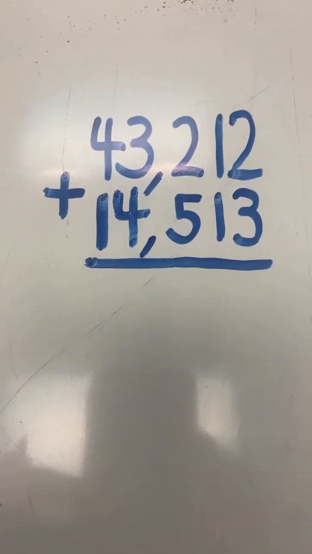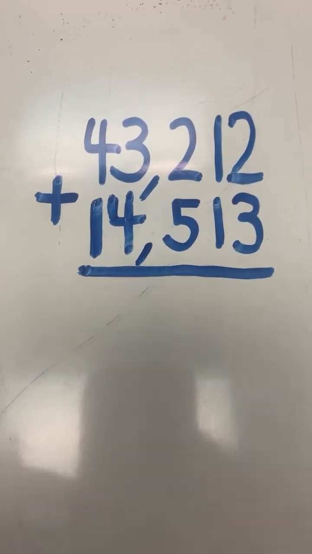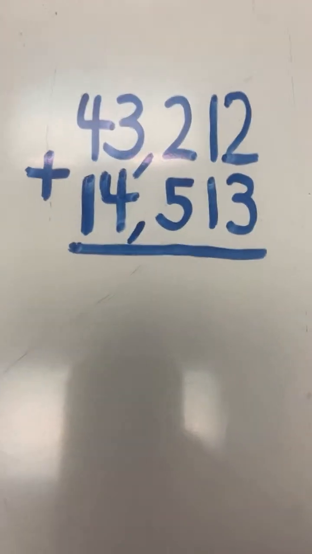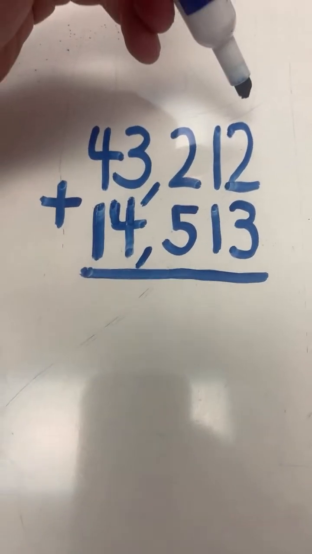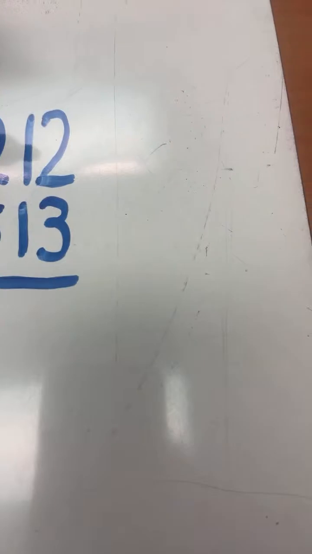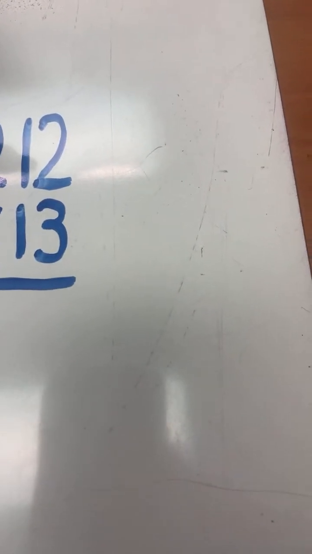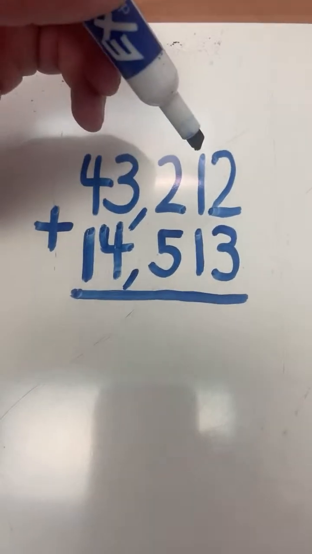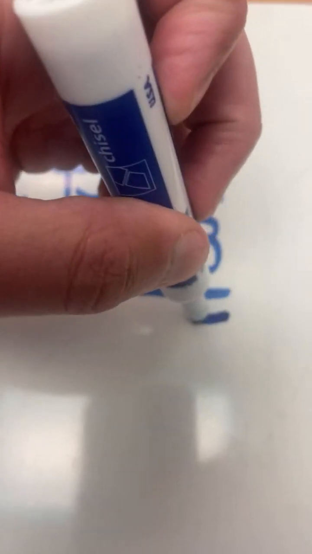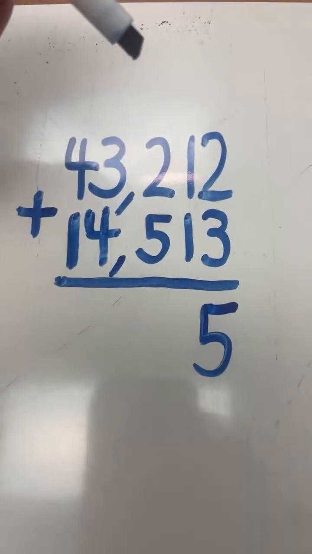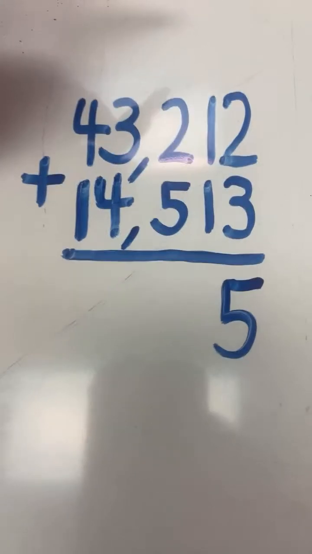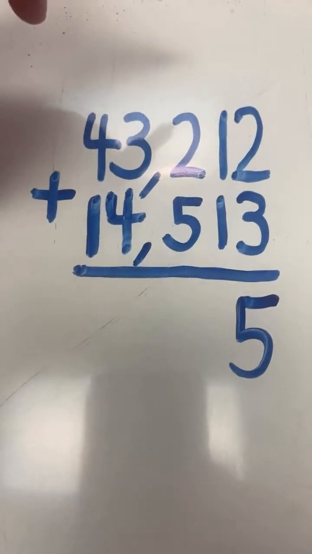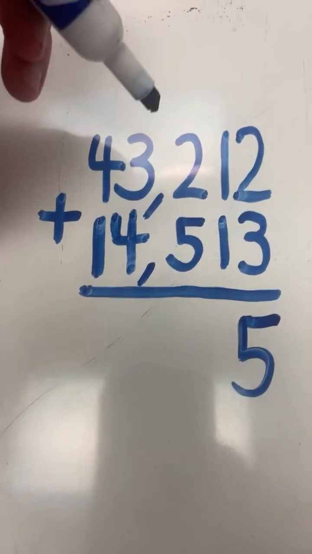So, step one, we want to start in the ones place. We want to start by adding the digits all the way to the right. So we're going to start by adding 2 plus 3. 2 plus 3 equals 5. Now we only regroup when our sum is 10 or more. So since our sum is less than 10 here, we do not need to regroup.